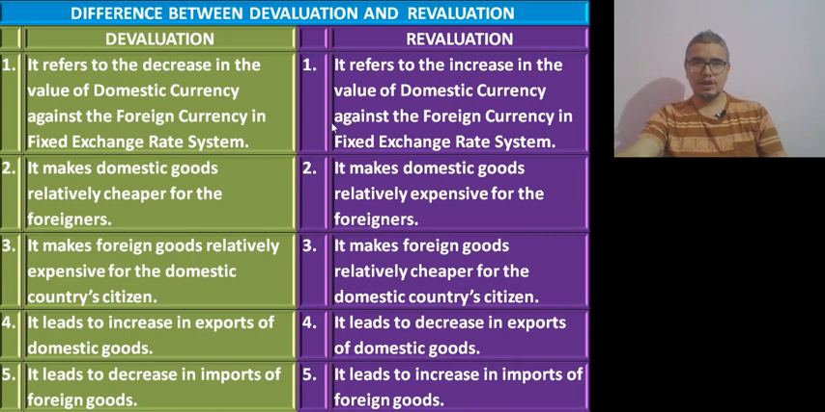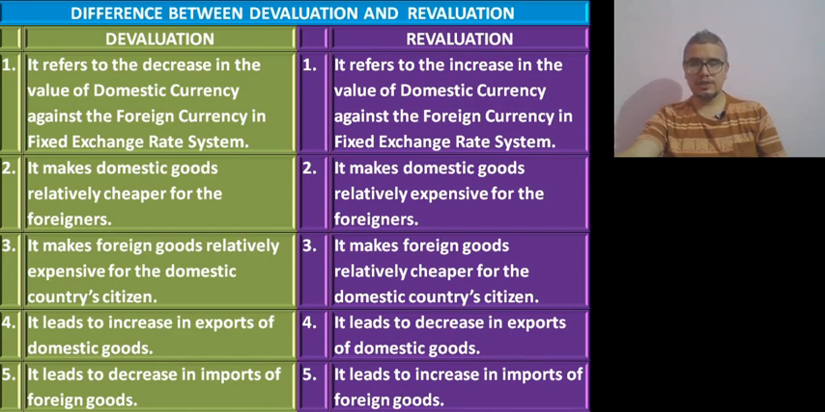Now, whenever there is devaluation, again the same difference as in the case of depreciation and appreciation. Whenever there is devaluation, domestic goods become relatively cheaper and foreign goods become relatively expensive. After revaluation, domestic goods become relatively expensive and foreign goods become relatively cheaper. Export of domestic goods will rise in case of devaluation and will fall in case of revaluation. In case of devaluation, import of foreign goods will decrease, and in case of revaluation, import of foreign goods will increase.